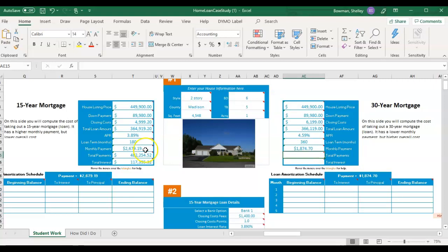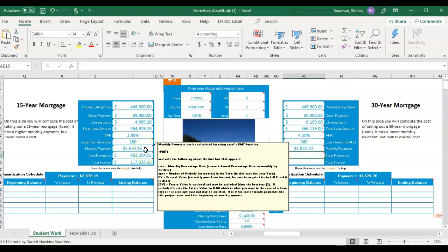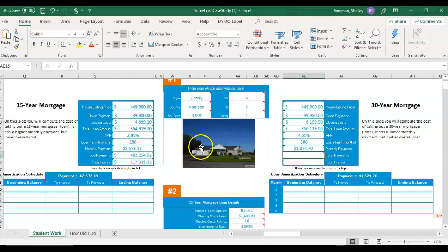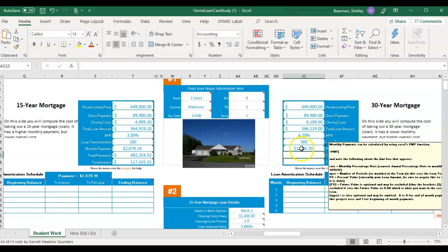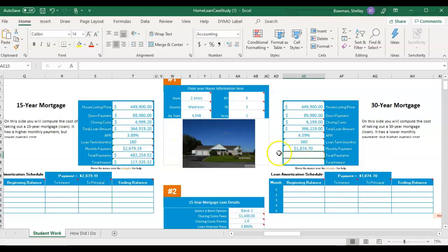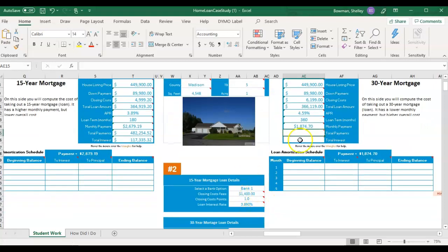And you'll notice that because of the difference in the details of the loan or the mortgage, it changes that payment, even though it's with the same bank, because the terms are different.